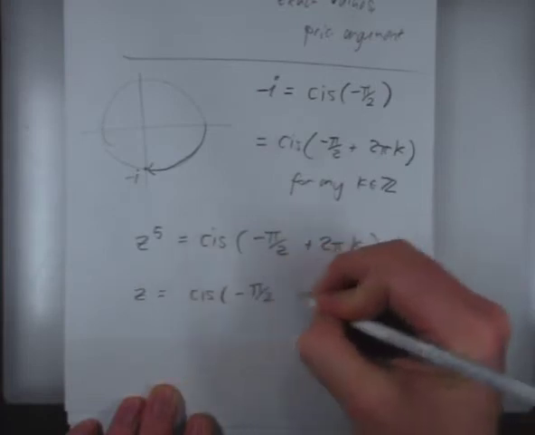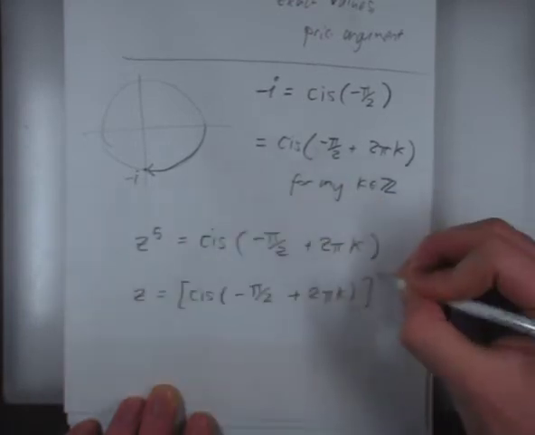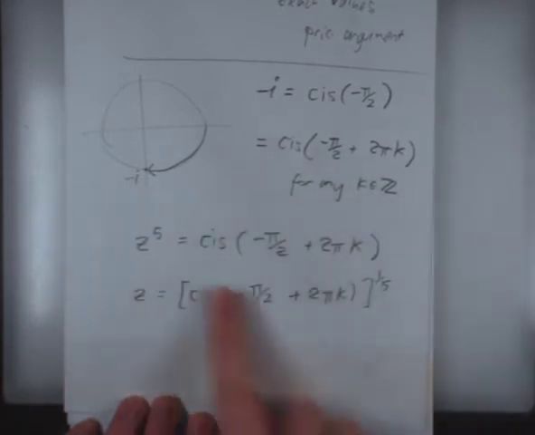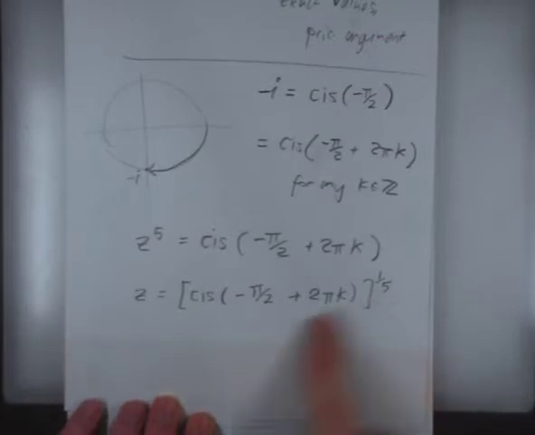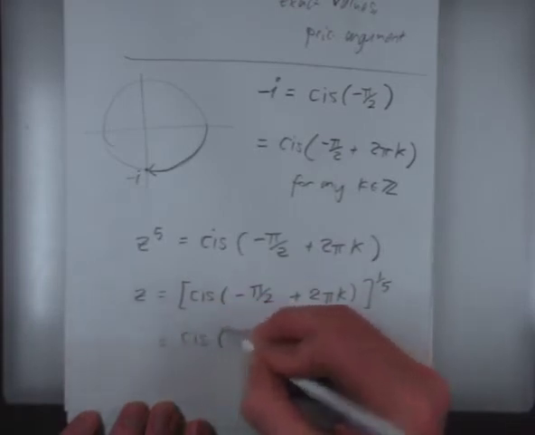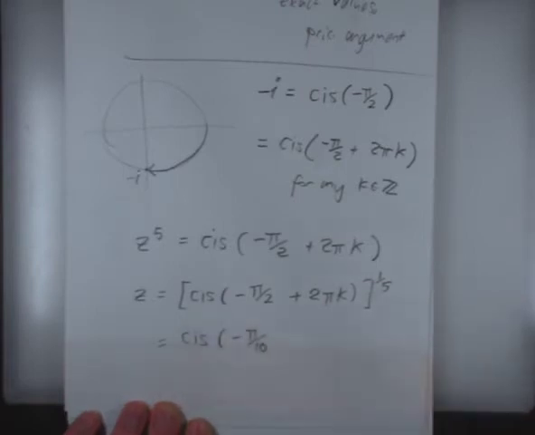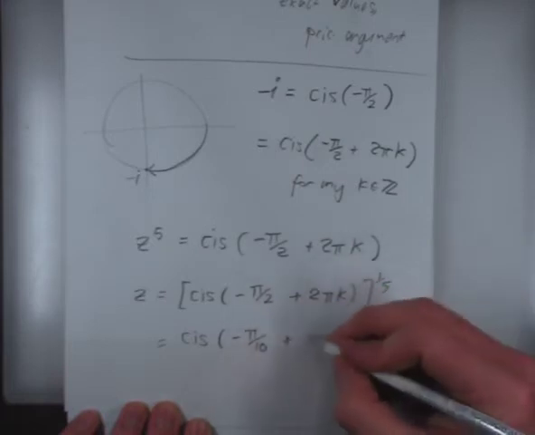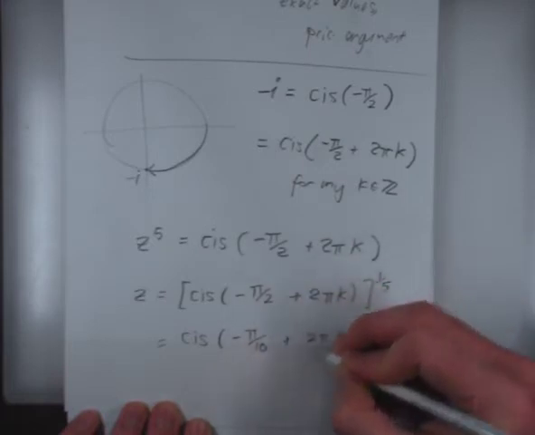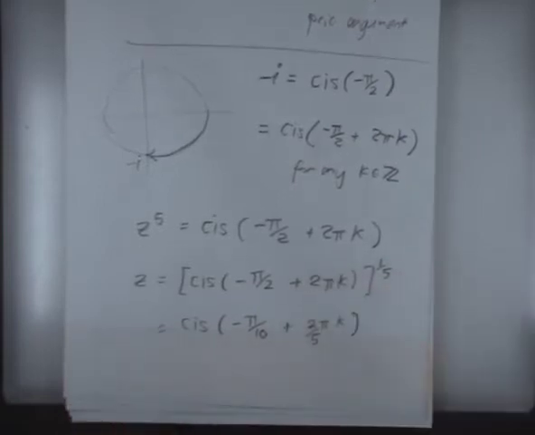To be completely clear with my working, I've done all of that to the power of a fifth, but powers of cis means that the power can be brought inside the cis as multiplication instead. So a fifth of minus pi on 2 is minus pi on 10. And a fifth of this 2 pi k is 2 fifths of pi k. Cool, that's what z is. It could be any of those things.